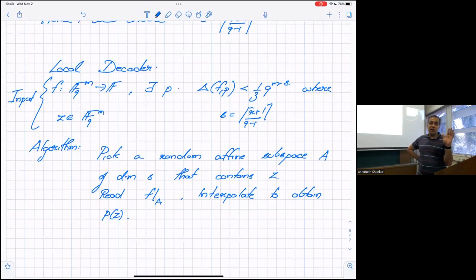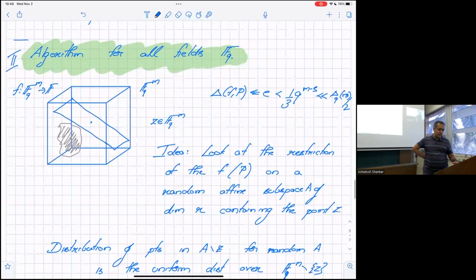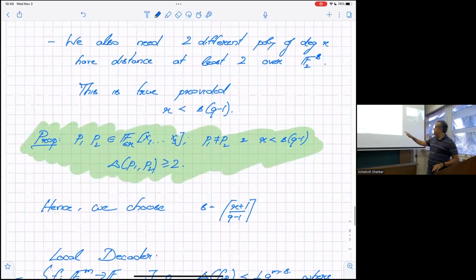This is truly local, unlike the previous one. It's very different from the previous thing. Each run of the algorithm reads only this affine subspace. The affine subspace is small enough so that you can apply the union bound, so that the affine subspace is erroneous with small probability, but it's large enough so that two distinct polynomials can have distance at least 2. So there's a tension between these two, and that tension is satisfied if you set S to be of this value. You had a question.